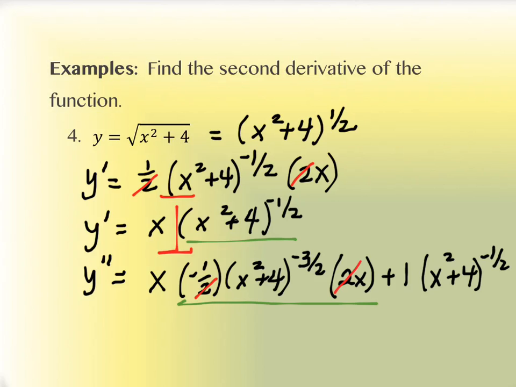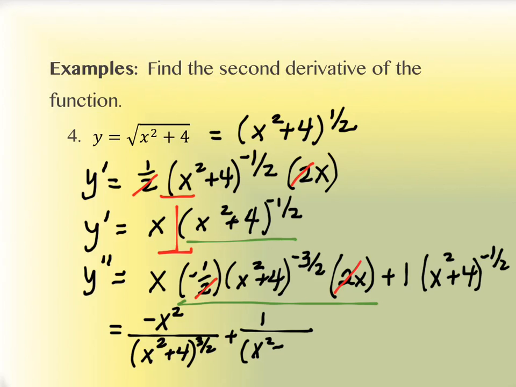The x's here, or the 2's here, are going to simplify. I've got a negative, and I've got x and x. So this is actually negative x squared on top. I'm going to put this piece down in the denominator because it's a negative exponent. So this is x squared plus 4 to the 3/2 in the denominator. To this, I'm going to add the 1 over x squared plus 4 to the 1/2. Why is this piece x squared? Because there's an x here and here. Oh, okay. Yep.